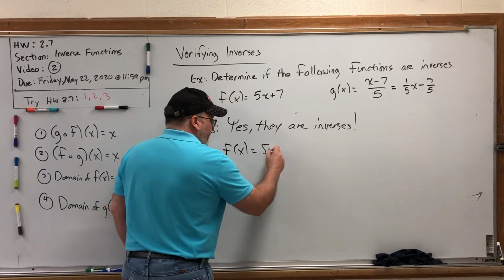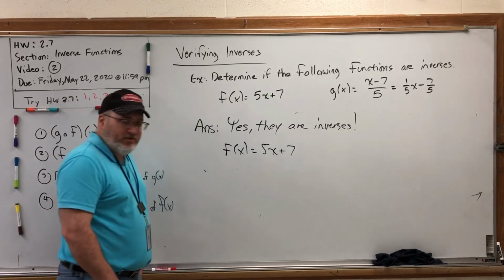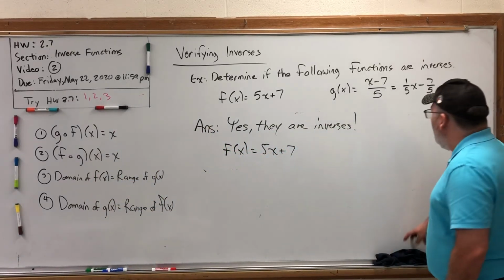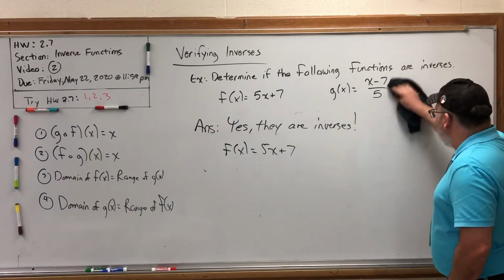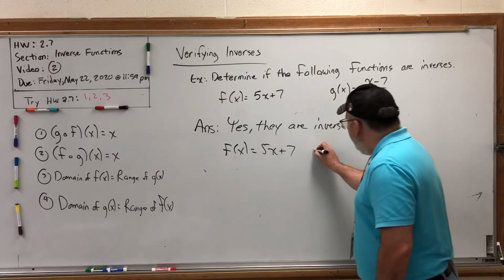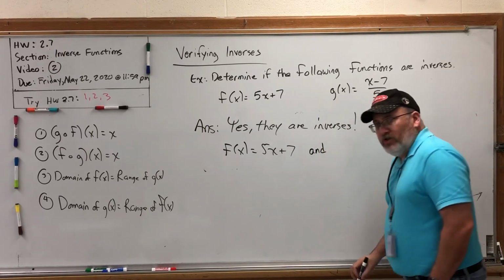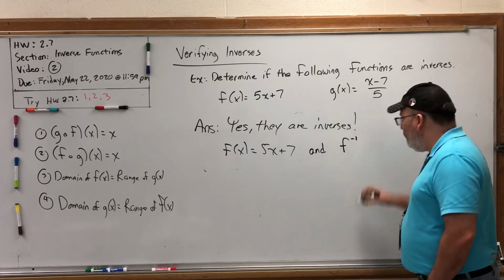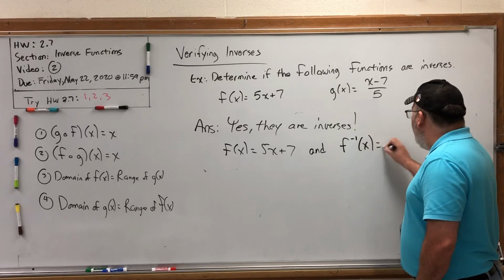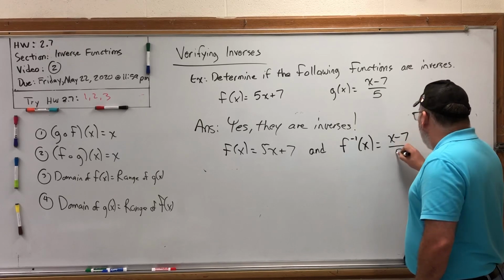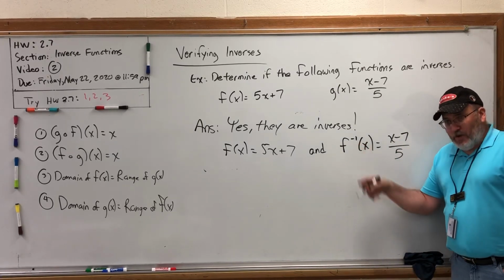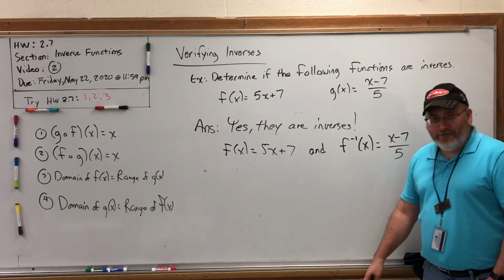f of x is defined to be 5x plus 7 in this problem. To explicitly show that g of x is its inverse, instead of writing g of x, we could write the following. f with what looks like a -1 power of x equals x minus 7 over 5. This is not an exponent. This is a symbol that means inverse.